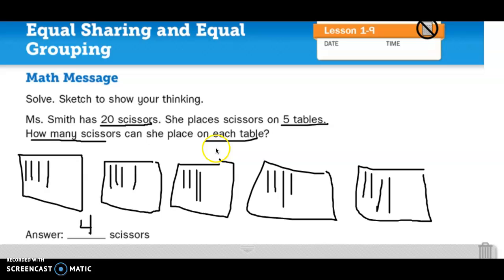That is amazing. Think about if there was another way you could have solved putting 20 scissors on each table. But we made them equal sharing. We shared them equally to all of the groups. And we found out we can put 4 scissors on each table. This is awesome. Make sure you write this in, send a picture to your teacher, and you can head on to the next video.